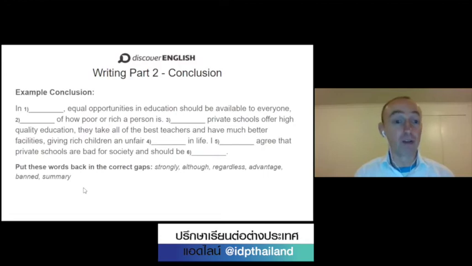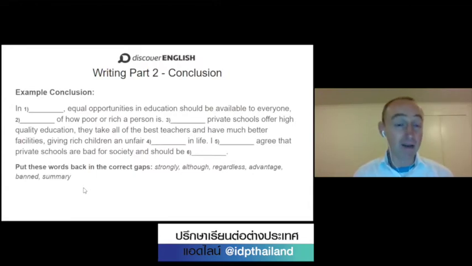Although private schools offer high quality education, they take all of the best teachers and have much better facilities, giving rich children an unfair, number 4, advantage in life. I strongly agree, that's the collocation we have with agree, strongly agree, that private schools are bad for society and should be banned. Exactly right. So number 1 is summary, number 2 is regardless, 3, although, 4, advantage, 5, strongly, and 6 is banned.